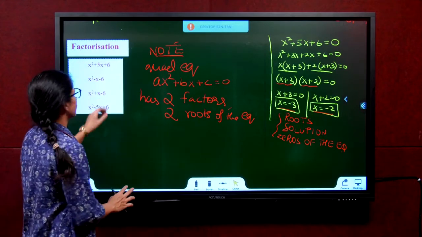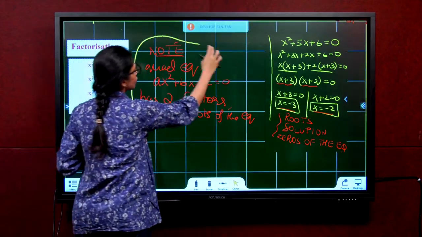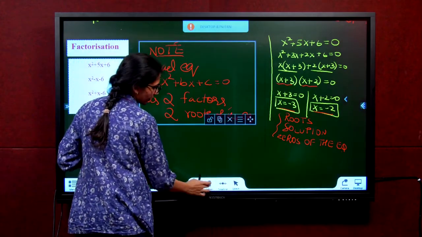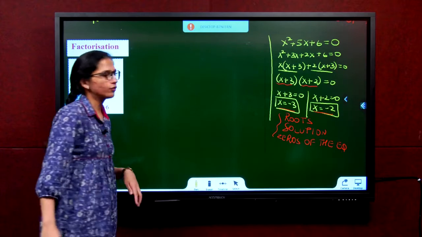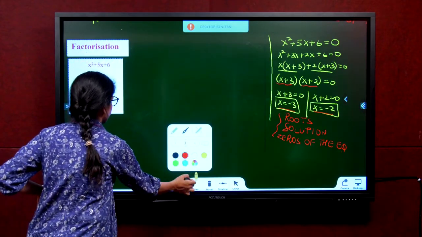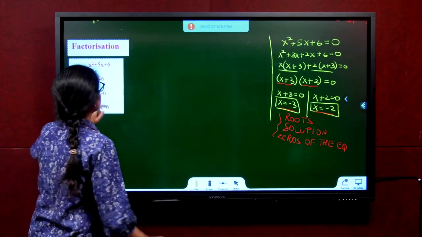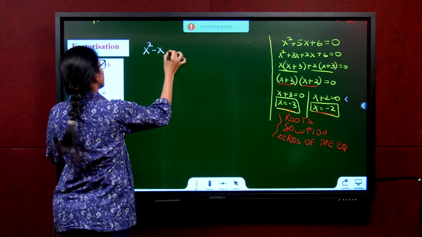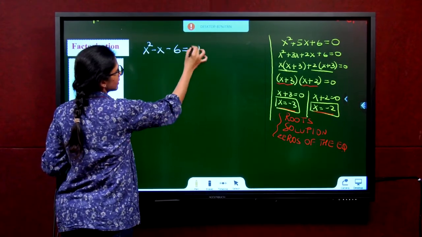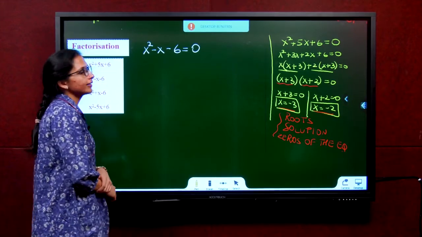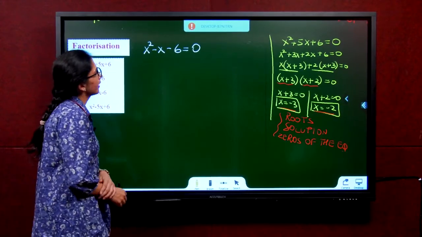We will try the next few examples and see how we factorize and how to find the solution of the equation. Taking the next example, x square minus x minus 6 is 0.